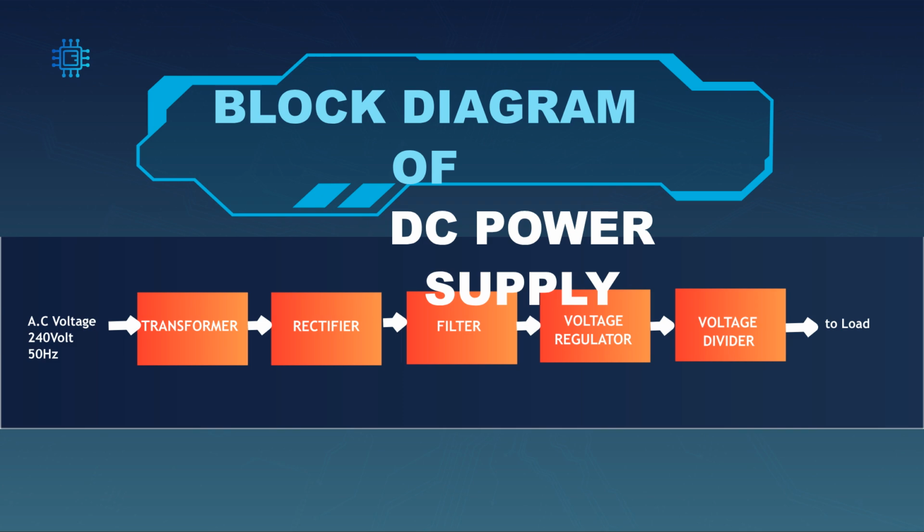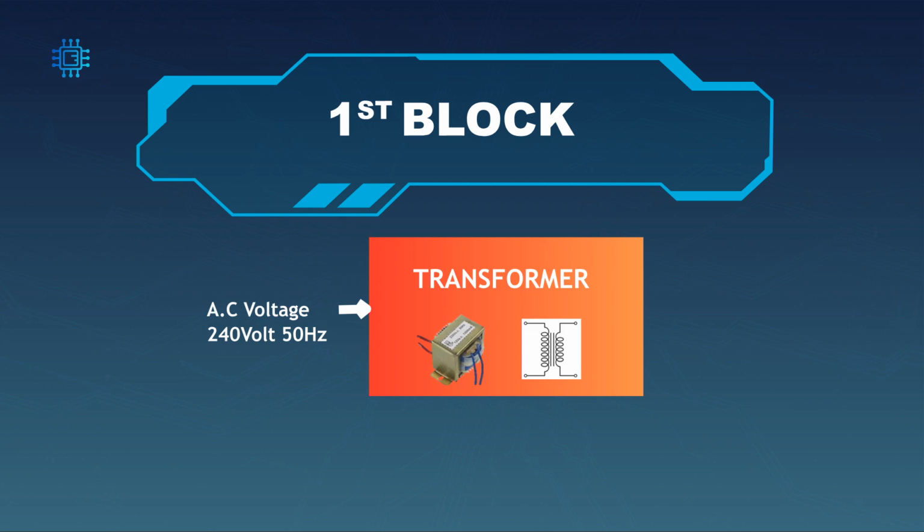The block diagram of a DC power supply includes a transformer, rectifier, filter, voltage regulator, and an optional voltage divider, all working in sequence. The first block in the DC power supply is the transformer, which takes the incoming 240 volts, 50 Hz AC voltage.